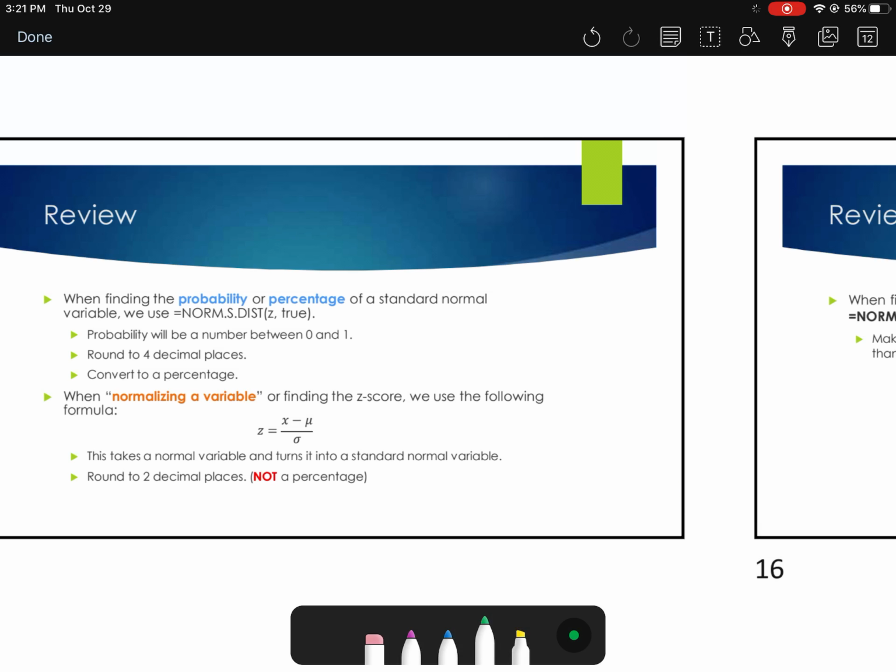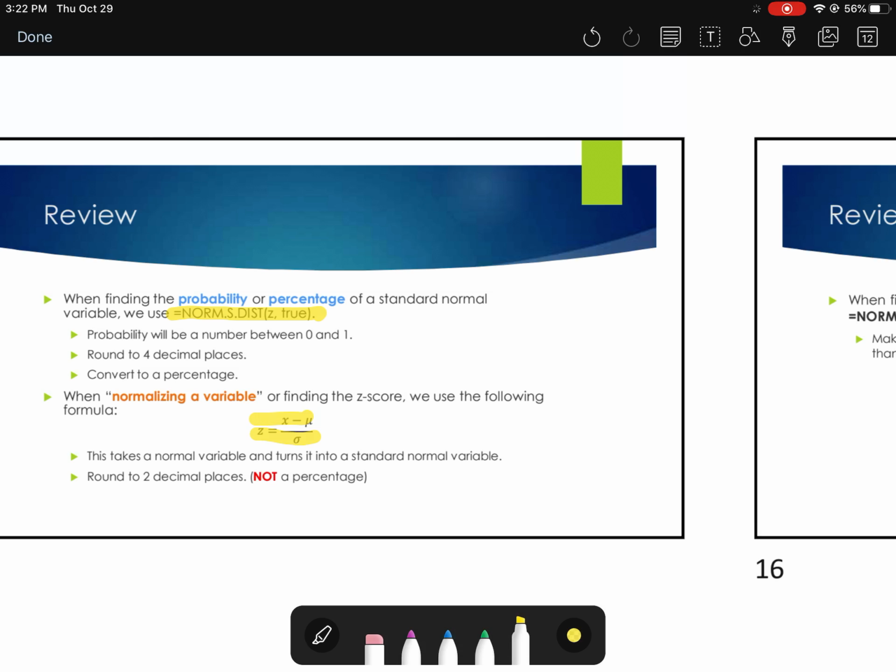So just to review, when finding the probability or percentage of a standard normal variable, we use equals the norm.s z true. Your probability is a number between 0 and 1. You want to round to 4 decimal places and then convert to a percentage. If you need to normalize a variable or find the z-score, here is your formula for that. This takes a normal variable and turns it into a standard normal variable, and you want to round to 2 decimal places. Again, that's not going to be a percentage.